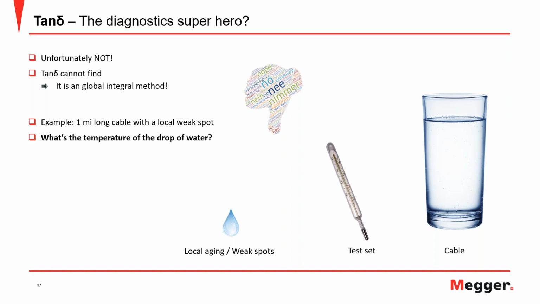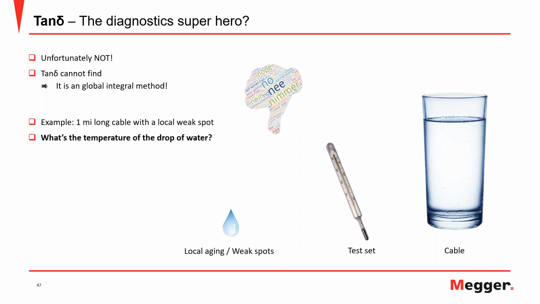And why is that? Because it is a global method. And as an example, what you're doing during this test is you're after a certain quantity. And this quantity can only be measured as a sum across the entire cable, because for the test set, the cable is one huge capacitor. So the weak spot might contribute more leakage, more losses, but this is kind of averaged out across the entire cable. So a local defect would be 1 drop of water.